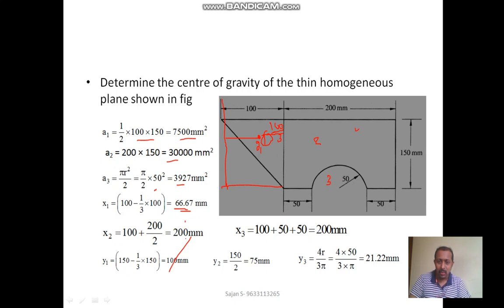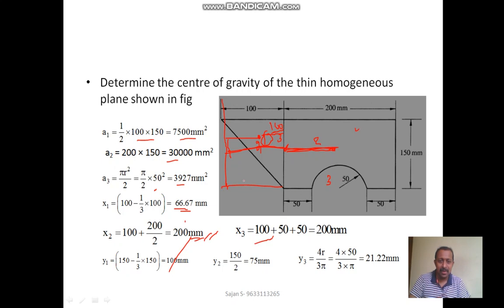Okay, x2 is the distance from the y-axis to the centroid of the second part. In the second part, the x distance is 200, so 200 by 2 is 100. So the distance from here to here is 100, but we need the distance from the y-axis. So what is the distance up to the y-axis? 100. So 100 plus 100, that is 200. This is x2. Then x3.